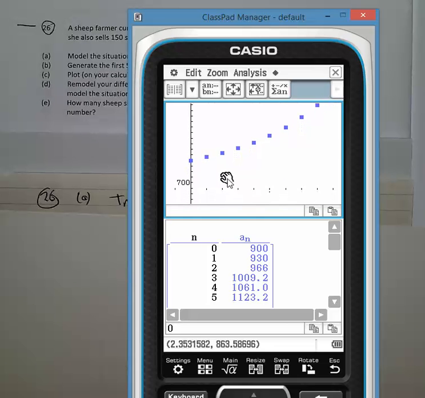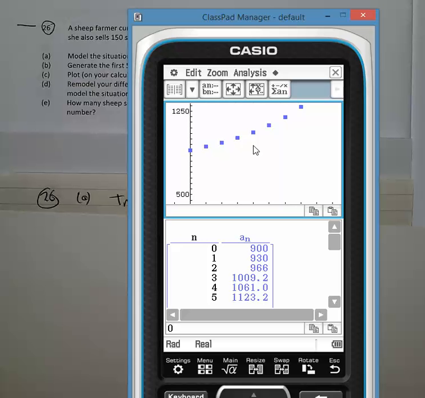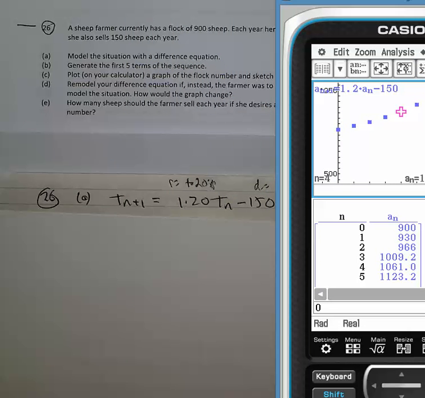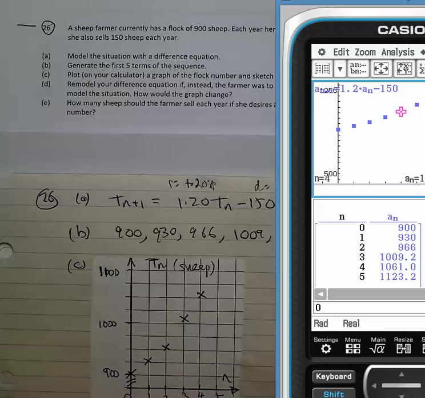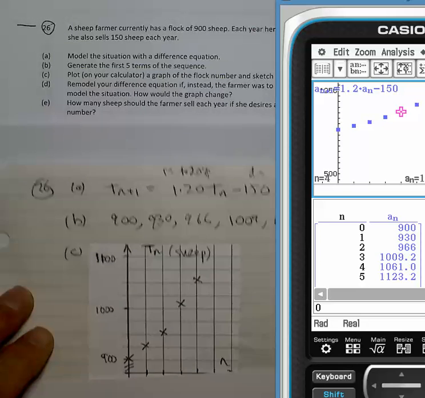Now, when it comes to graphing a function like this, it pays to either go straight from the table or move through using the trace key. So reminder, the trace key, 900, 930, etc. I just happen to have one I made earlier. So you can see the increase is shown like so.